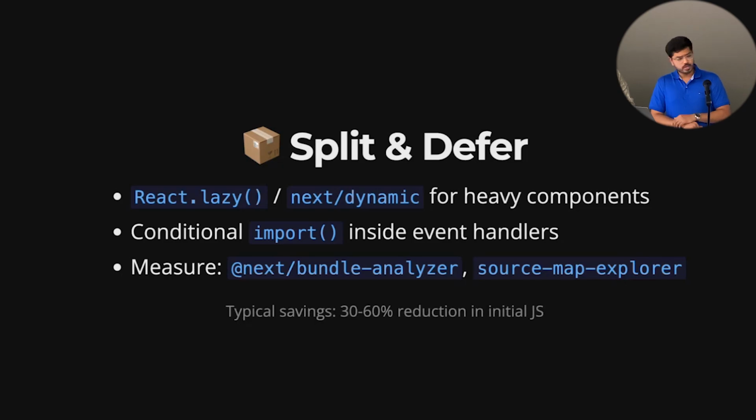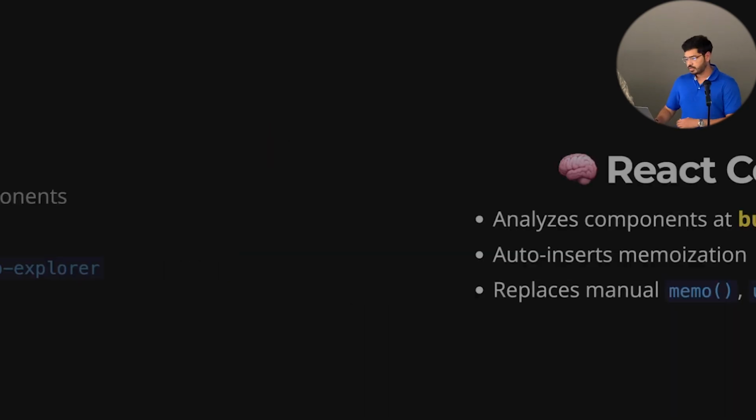In terms of measuring bundle size, there is the Next bundle analyzer that helps analyze the bundle and how exactly the tree for the imports is forming. There's also source map explorer, but there's not been much development on that recently. But that's a cool tool as well to measure.